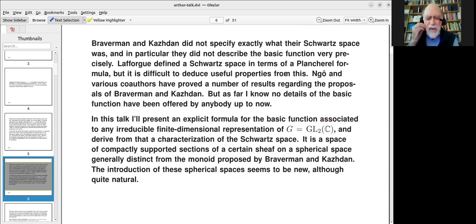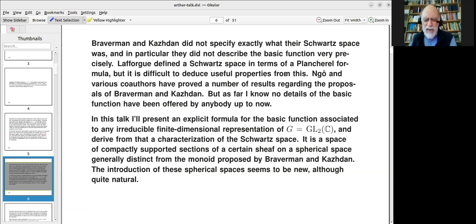Braverman and Kazhdan were rather vague as to what their Schwartz space actually was. In particular, they didn't describe the basic function very carefully, except by its definition. A little bit later, Lafforgue defined a Schwartz space in terms of a Plancherel formula, where the Plancherel measure involved the L function. But it was very, very difficult to deduce useful properties from Lafforgue's definition.